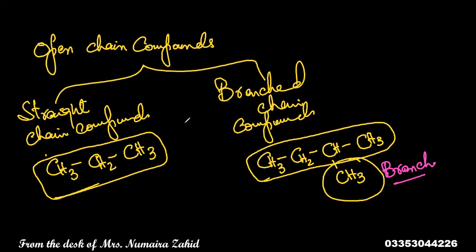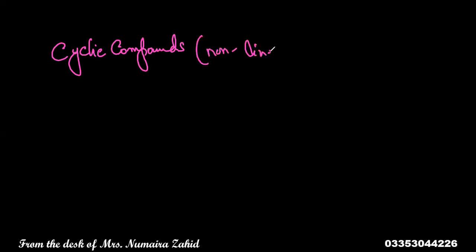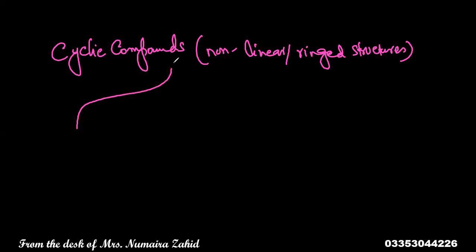Got it? If it is all clear, then we are moving towards the further classification of cyclic compounds. As we know that cyclic compounds are the compounds which are containing non-linear or ringed structures. So cyclic compounds are further divided into heterocyclic and homocyclic compounds.